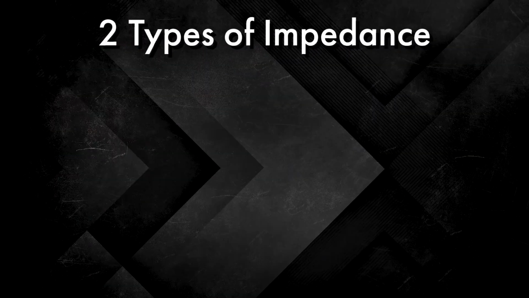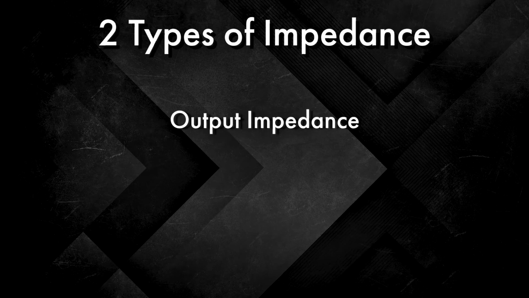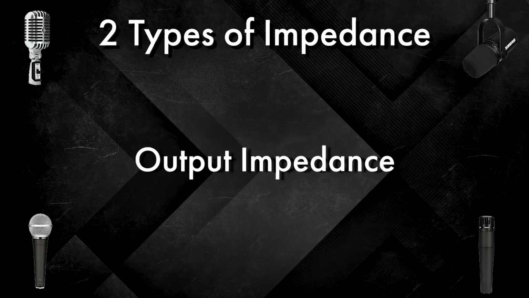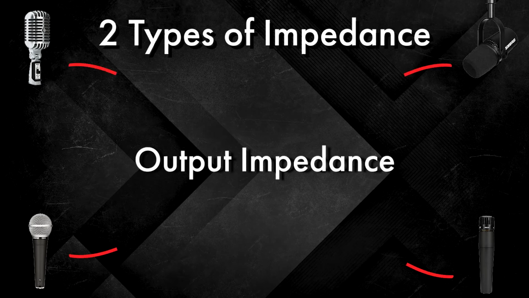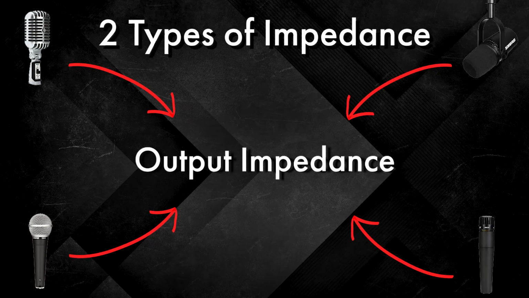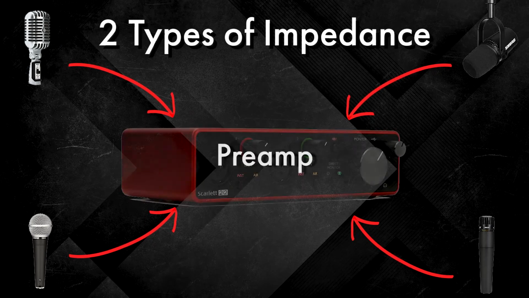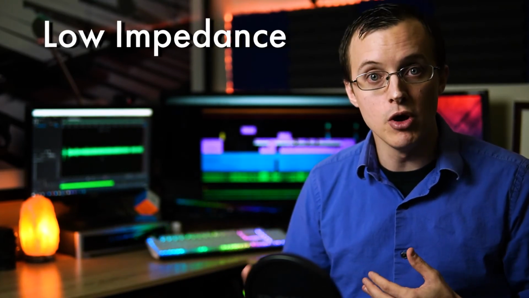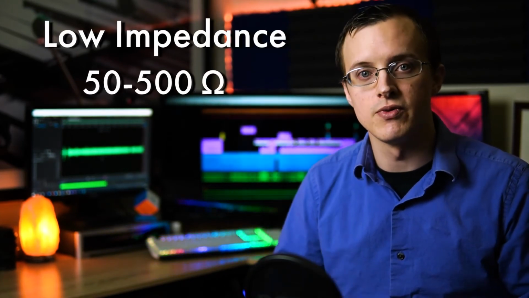There are two types of impedance: output impedance and load impedance. Microphones have output impedance since they'll be sending a signal to another source for processing. The next audio device in line, which is typically the preamp, will have load impedance. Concerning the impedance values in microphones, what we're after is low impedance ranging from 50 to 500 ohms.